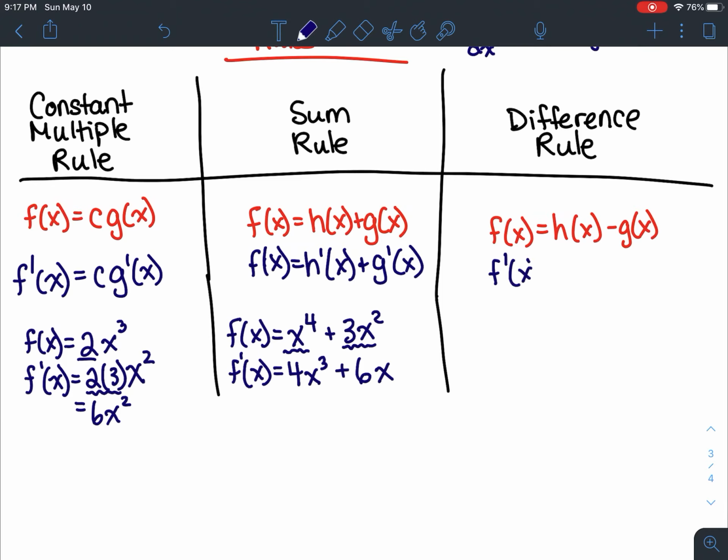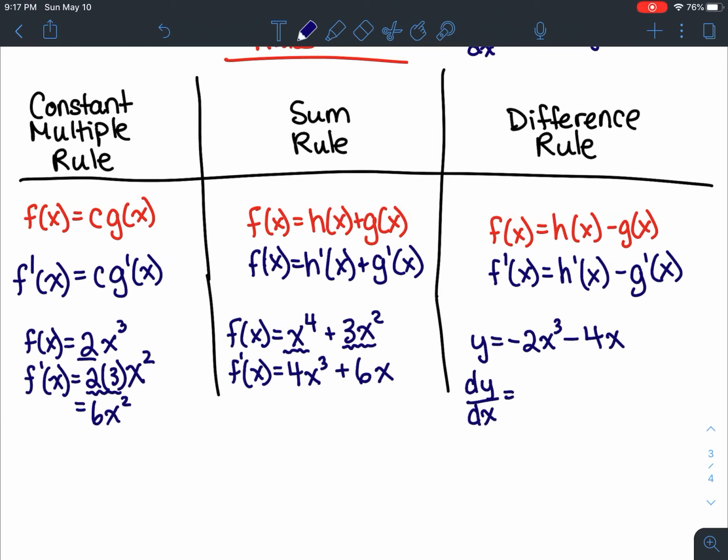So the derivative would be, you just take the derivative of each function. So I'll just show you an example. I'm going to switch it up to a y just for fun. So we have y equals negative 2x to the power of 3 minus, let's say 4x. So if I want to take the derivative, dy by dx, turns out I can just take the derivative of each one at a time.